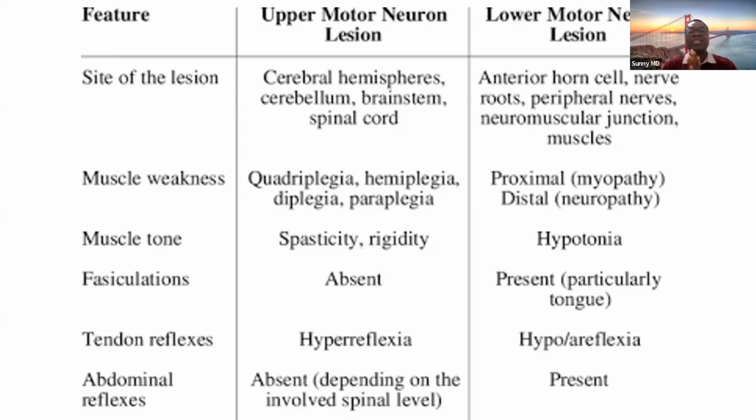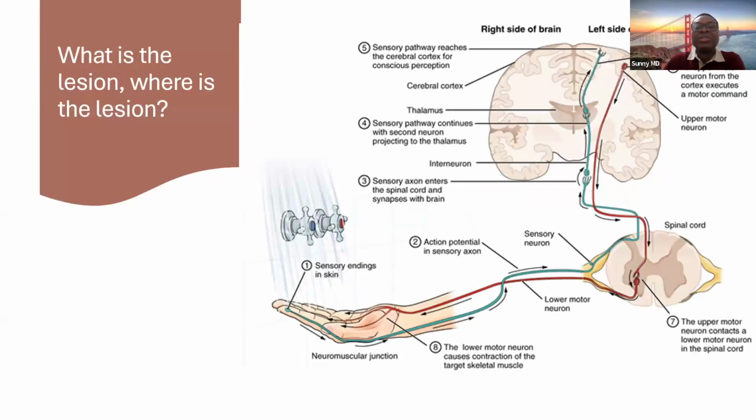Abdominal reflex, we don't commonly do it. I mean, probably not be allowed to do it in the exam situation, but just to say that it's absent in upper motor and present in lower motor neuron. So this is an example of the motor unit, okay? So we've moved on to lesion localization.